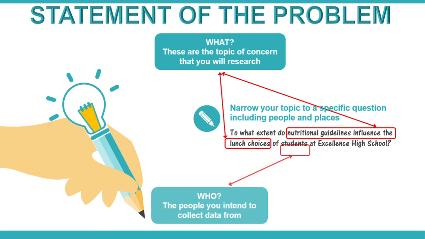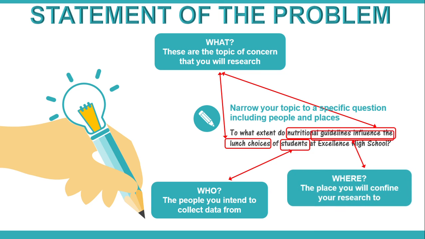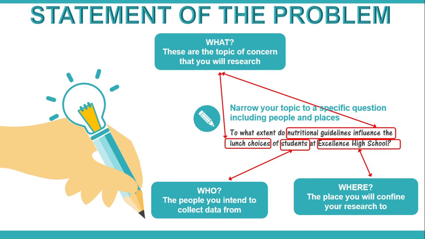The second thing we must include are the people, the who. And here our people are students, but not just random students. These are students at the third part, the where. And these students are students of the Excellence High School. So when you craft your statement of the problem, it must have the what, the who, and the where.